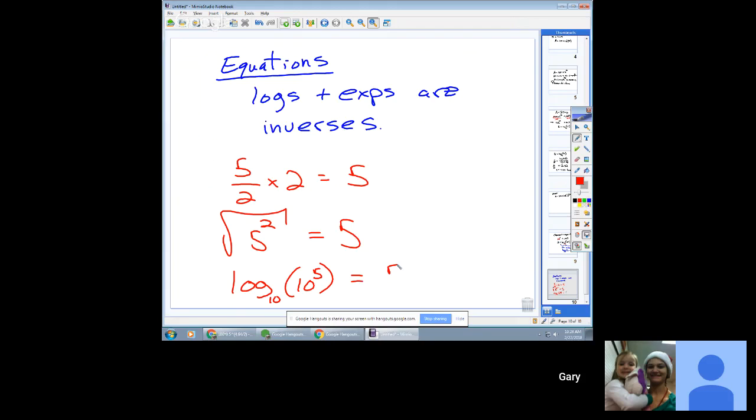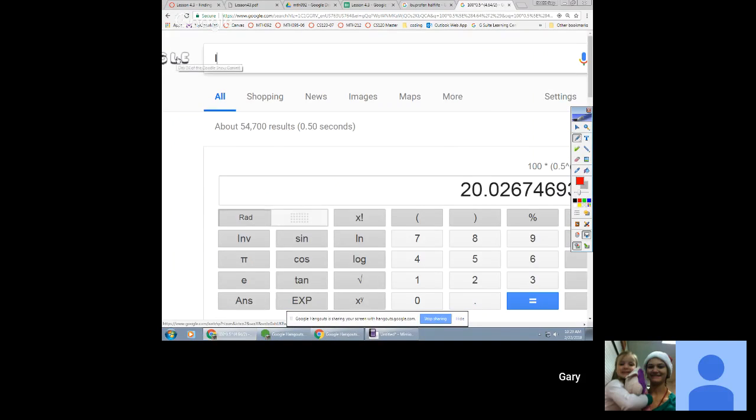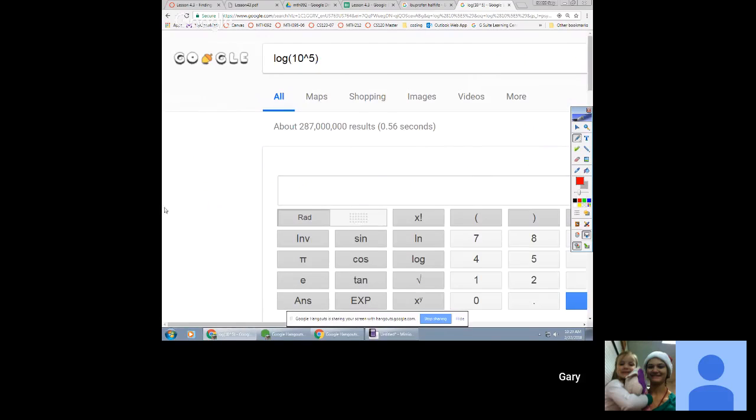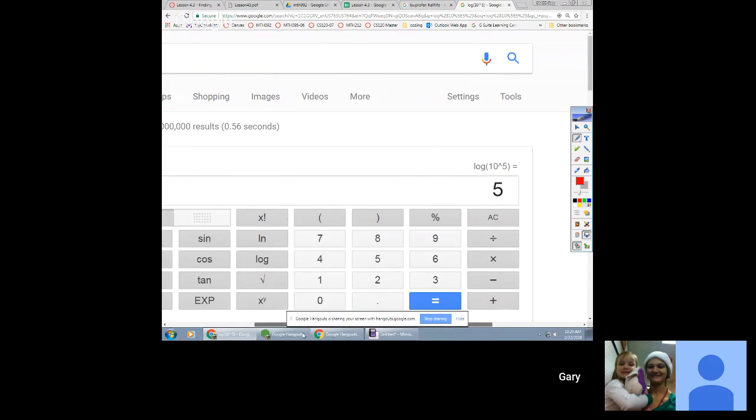Yeah. Double check it on the calculator right now. Type in log of 10 to the 5th power. Do that on the Google calculator. Log parentheses 10 raised to the 5th power. My calculator is going to say, hey, that is 5.